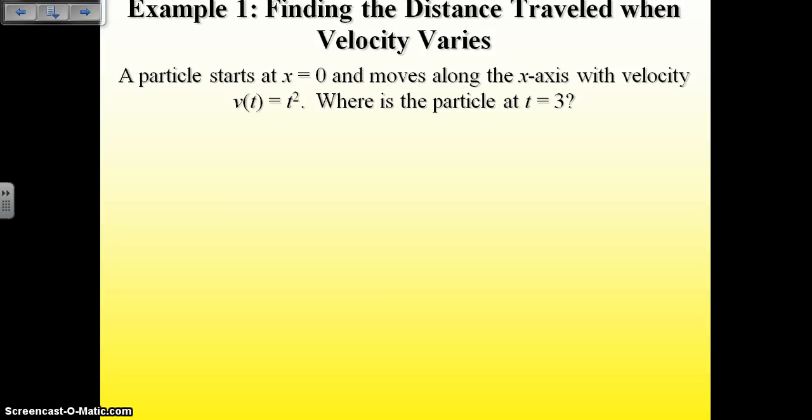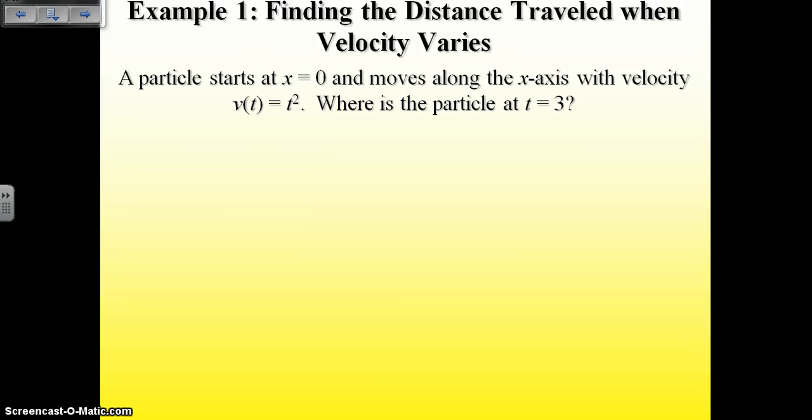Example 1. Finding the distance traveled when velocity varies. So here's our situation. A particle starts at x equals 0. It's moving along the x-axis with a velocity v of t equals t squared. Where's the particle at time t equals 3? Now some of you may be tempted at this point to just plug 3 in and say, okay, v of 3 is 3 squared, 9. 9 is the answer. Well, that's not exactly correct, because what that tells us is the velocity at time 3. It does not actually tell us how much distance has been traveled. So we need a new approach.